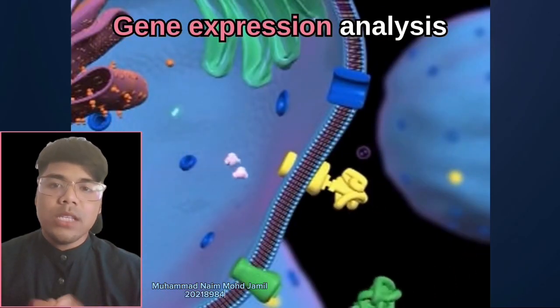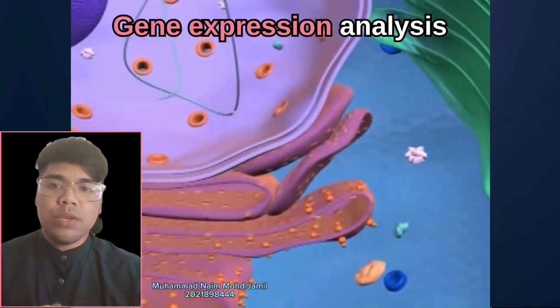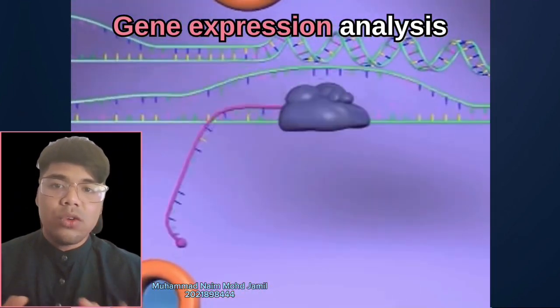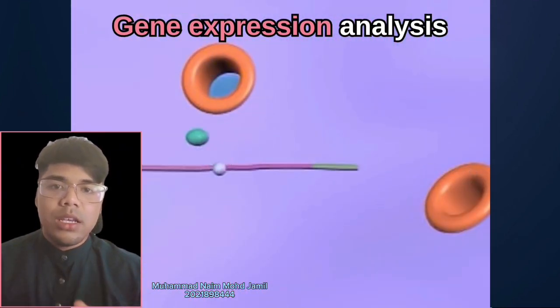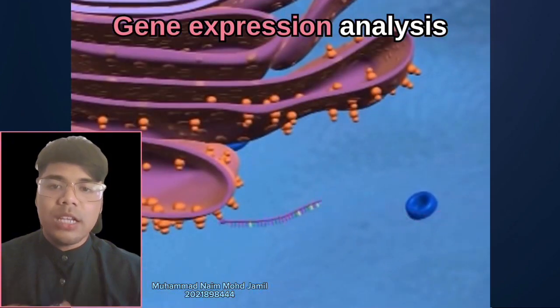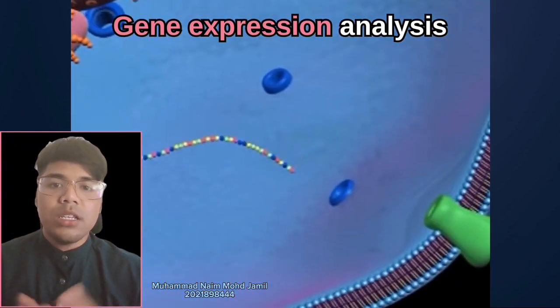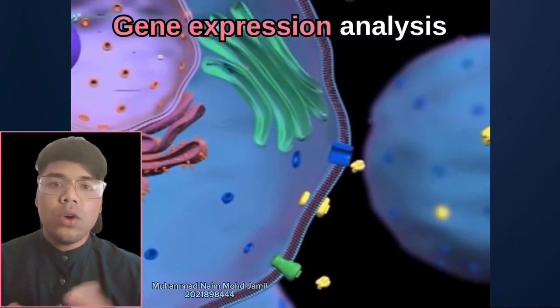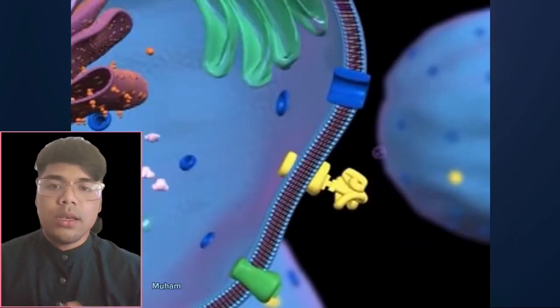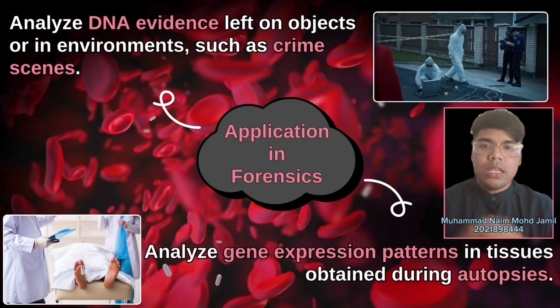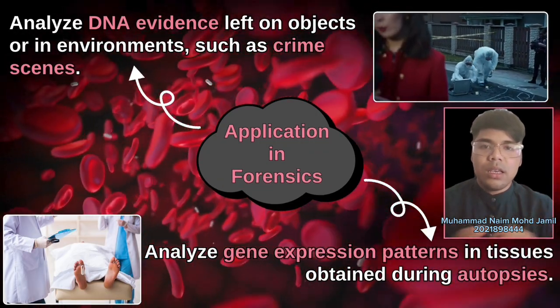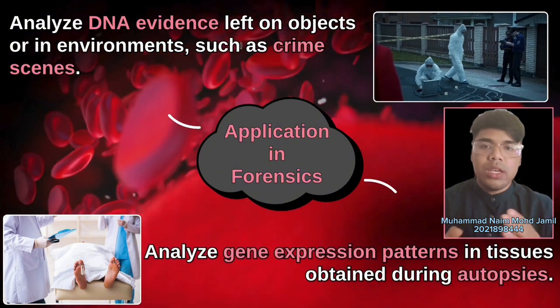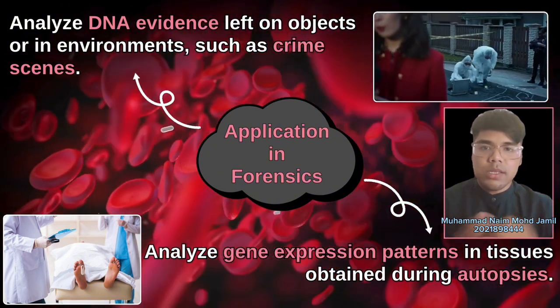DNA microarray has been used for studying gene expression analysis in neurological disorders. DNA microarray experiments are carried out to find genes which are differentially expressed between two or more samples of cells. DNA microarrays can be used to analyze DNA evidence left on objects or in environments such as crime scenes.